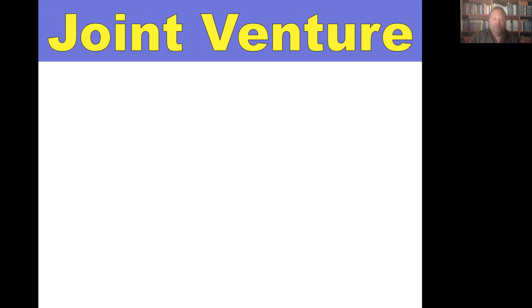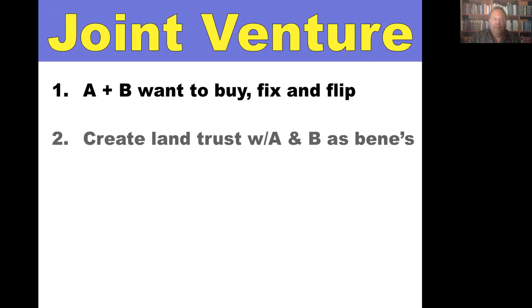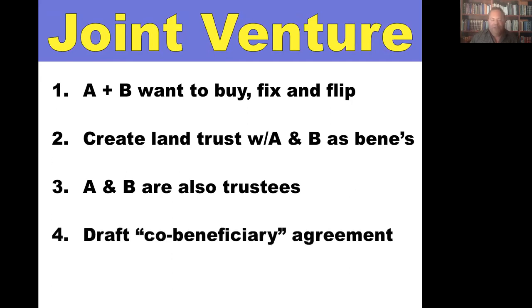A joint venture. So A and B want to buy, fix, and flip a property, create a land trust with A and B as beneficiaries. A and B are also trustees, so it takes both parties to sign away the property and split the profits. And then we draft between the beneficiaries what's called a co-beneficiary agreement, which is similar to a joint venture agreement, but it's basically defining this joint venture as co-beneficiaries, not joint venturers. Very, very effective way to do that. I have a great agreement for that.